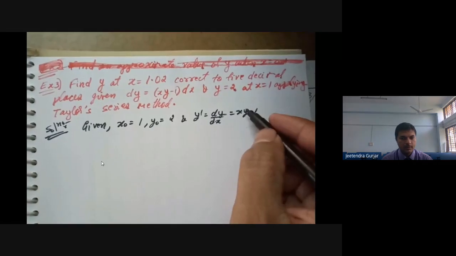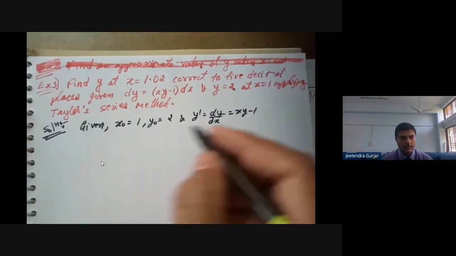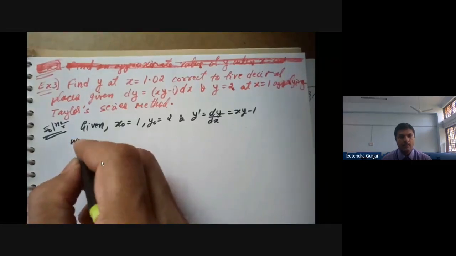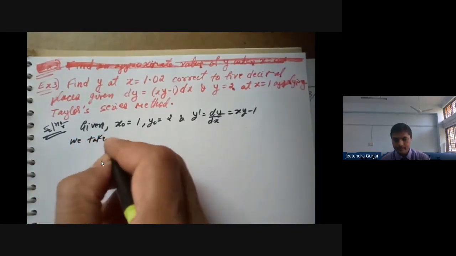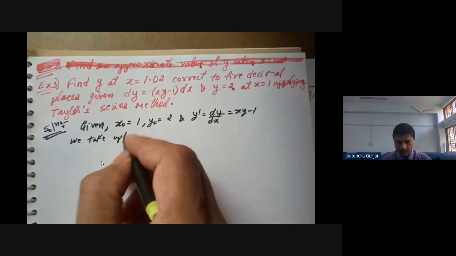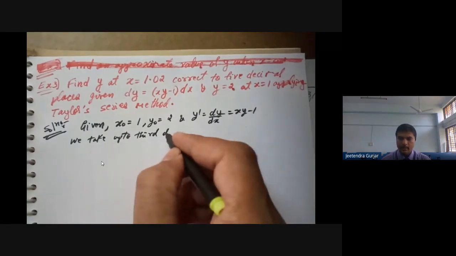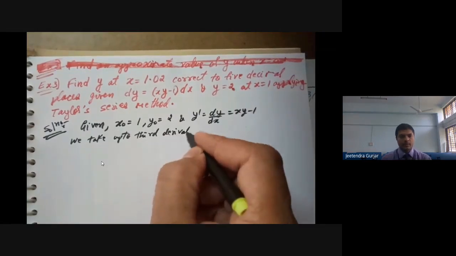So this is given, students, already. If you look at the question, this much everyone must understand. At least you should write this given correctly. So we take up to third derivative or third degree. 3 degrees we are going to take here. For 5 decimal places we can try for third derivative.